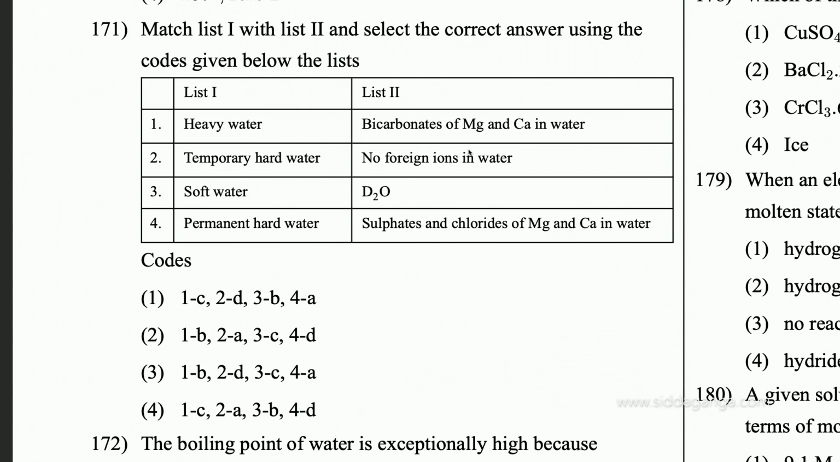Yes, so it is a match the following type question. So you have to match list 1 with list 2 with the correct answers. So heavy water, you know the formula, D2O, that is option C. Temporary hard water, that is mainly because of bicarbonates of magnesium and calcium. So for first one, option C. Second one, temporary hardness of water, it is option A.